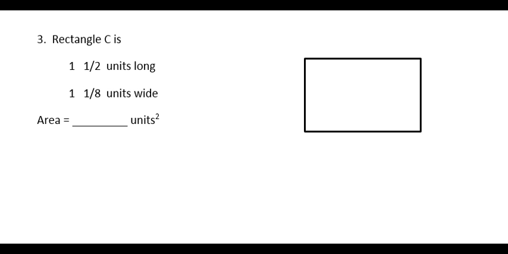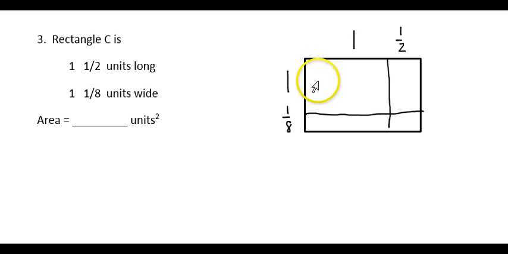Rectangle C is 1 1/2 units long by 1 1/8 units wide. So I'll show that at the top. So this is my 1 whole and my 1/2. And I'll divide that out. And the side is 1 1/8. So I'll draw a smaller piece to show my 1/8, and this piece again represents the 1 whole. Now let's figure out the dimensions of each of these pieces.